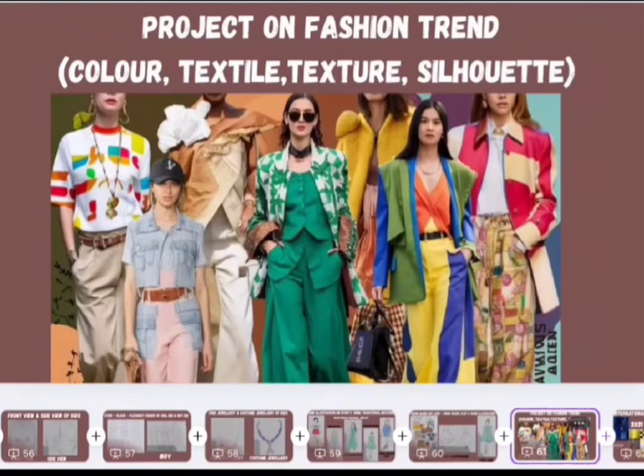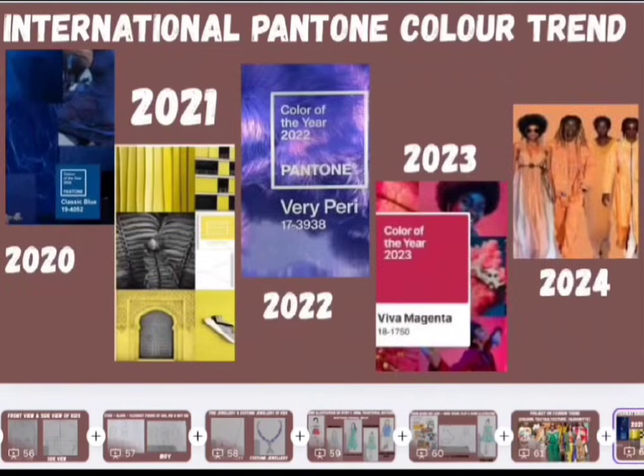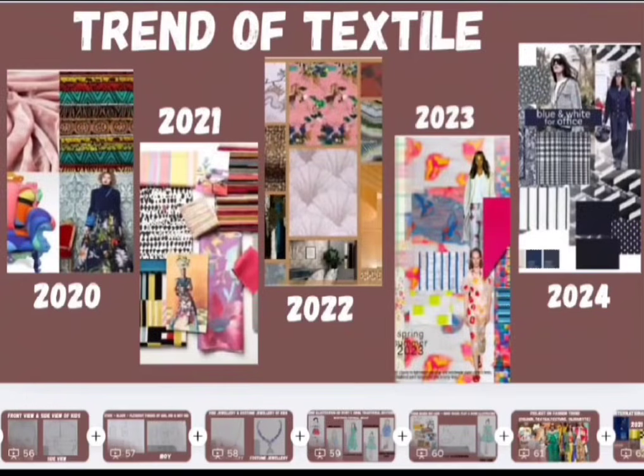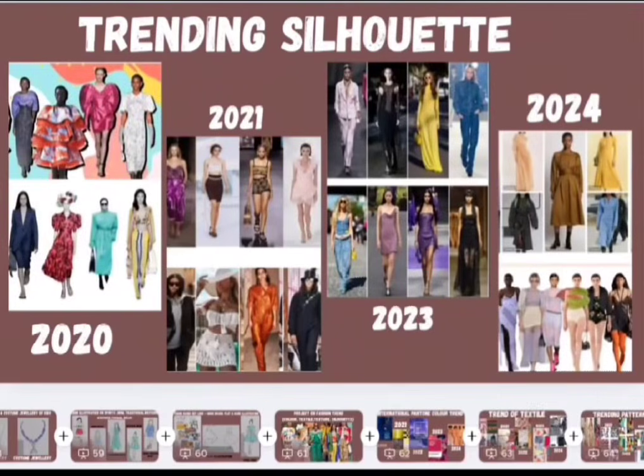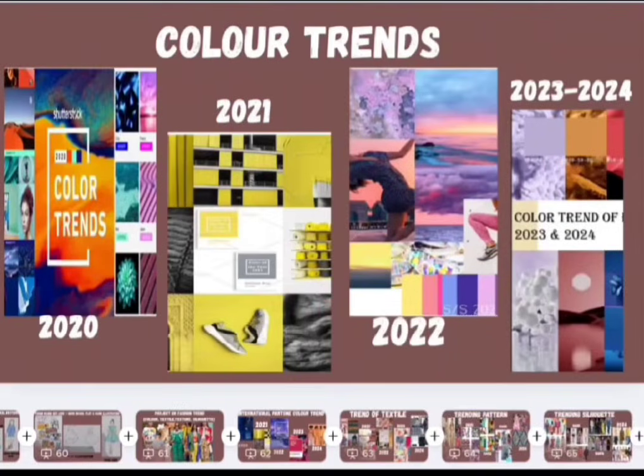Project on fashion trend, where we take 5 years of color trend, textile trend, texture trend and silhouette. Here are international Pantone colors of 5 years from 2020 to 2024. Same as trend of textile, trending pattern, trending silhouettes, trending color trends.